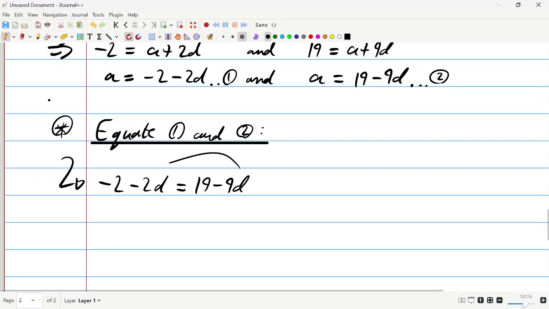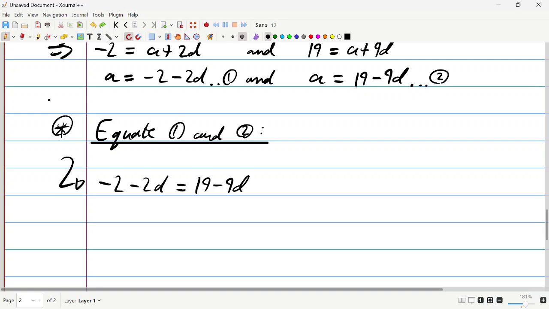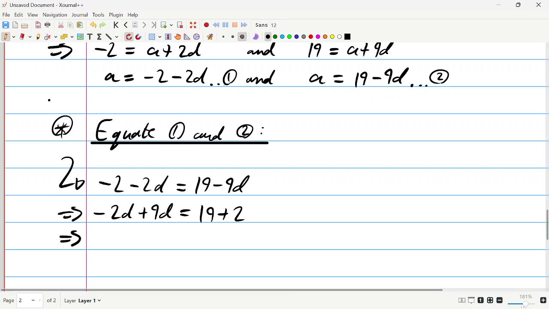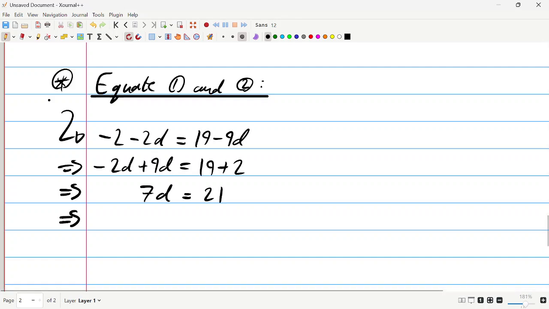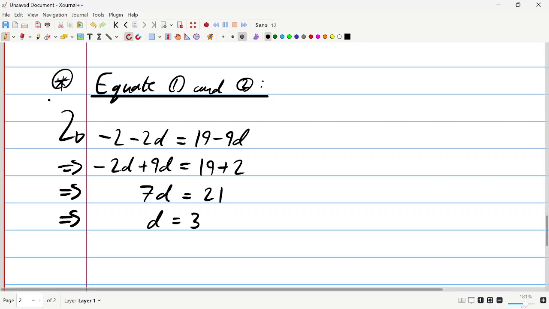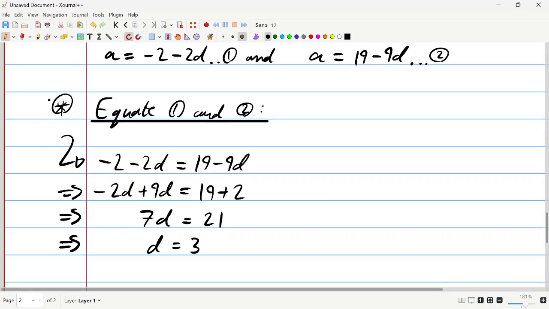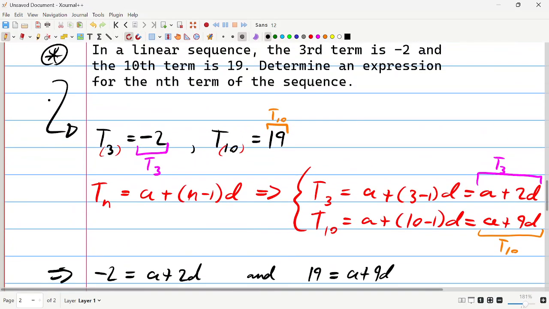So clearly we want to take the negative 9D over there. So therefore it's minus 2D plus 9D, and then we're going to have 19 plus 2. When we take the negative 2 over, it's going to be positive 2. And then from here, negative 2D plus 9D is just the same as 7D. And then we are going to have 19 plus 2, which is equal to 21. And then we just divide both sides by 7, and we get D is equal to 3. Do you notice from here, we now know what D is equal to.